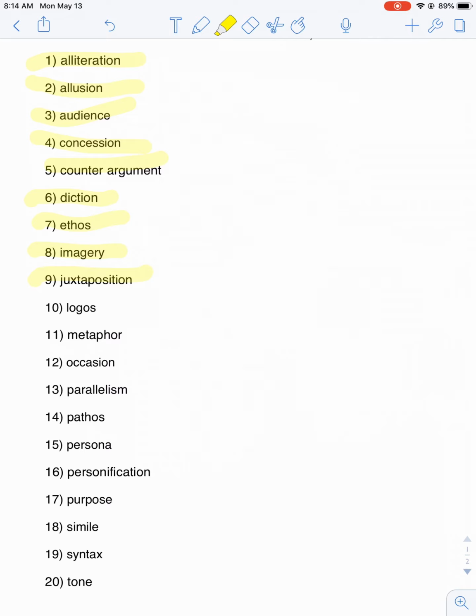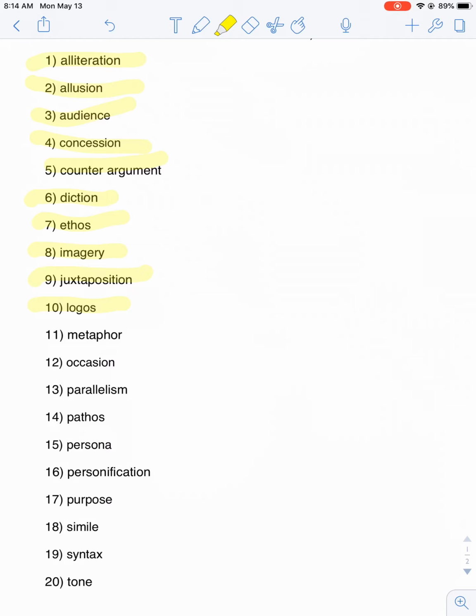Logos would be any sort of logical appeal. We can avoid using like logos, pathos, ethos in our rhetorical analysis. We can take it a step deeper than that and talk about, so-and-so makes a logical argument by doing what? What are they actually doing to present their argument here?